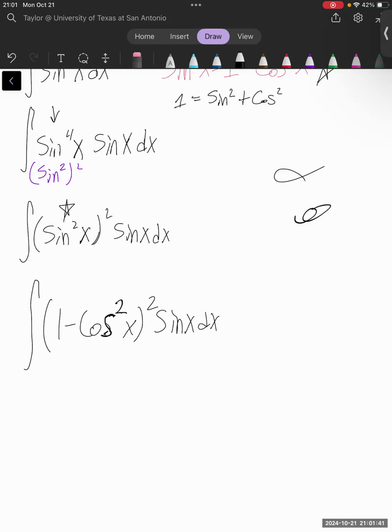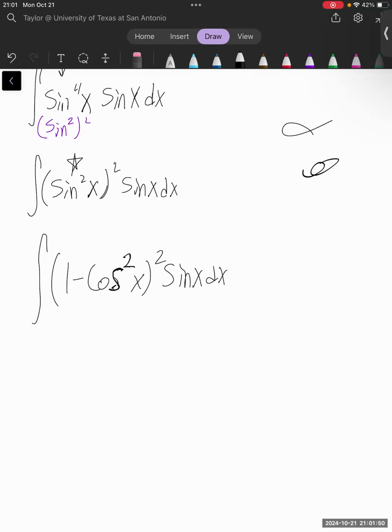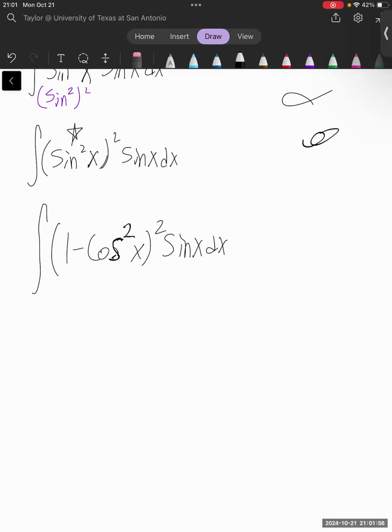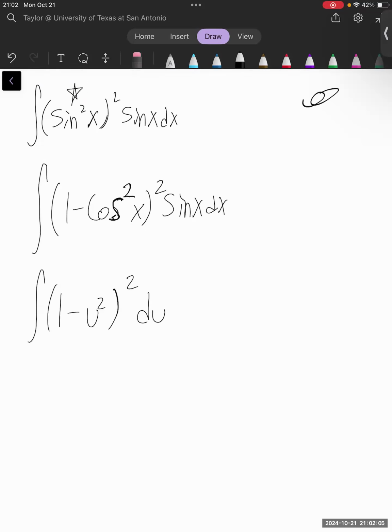Okay, and then doing u substitution, I'm going to leave the intermediate steps to you guys. This will give me the integral of (1 minus u squared) squared du. And then foiling this expression, this is really 1 minus u squared times 1 minus u squared. Foiling this out, this gives me the integral of 1 minus 2u squared plus u to the 4th.